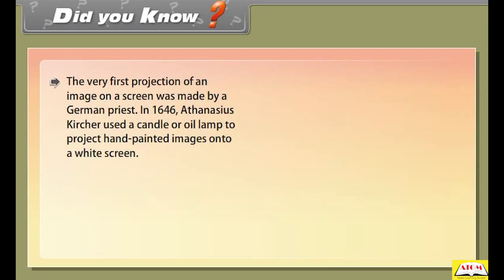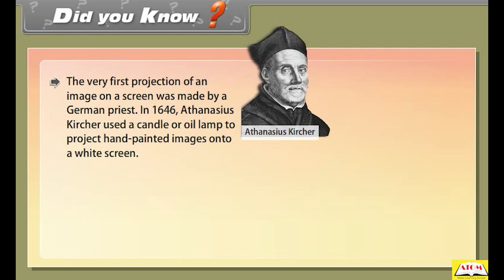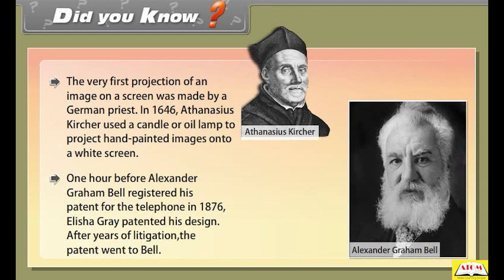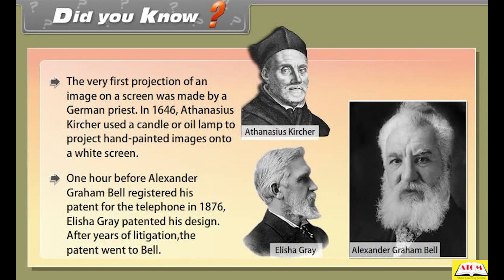The very first projection of an image on a screen was made by a German priest. In 1646, Athanasius Kircher used a candle or oil lamp to project hand-painted images onto a white screen. One hour before Alexander Graham Bell registered his patent for the telephone in 1876, Elisha Gray patented his design. After years of litigation, the patent went to Bell.